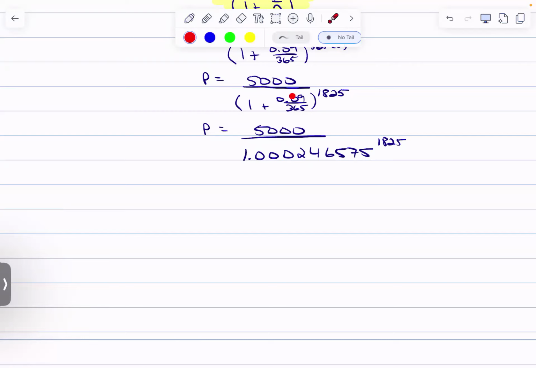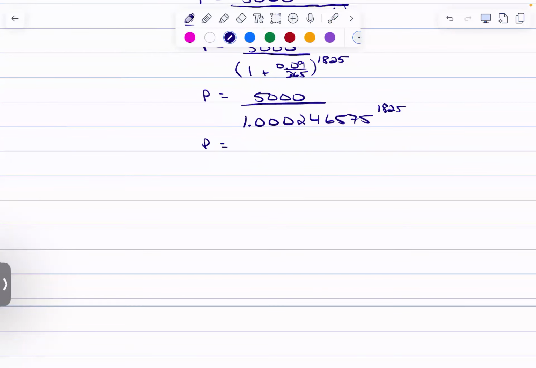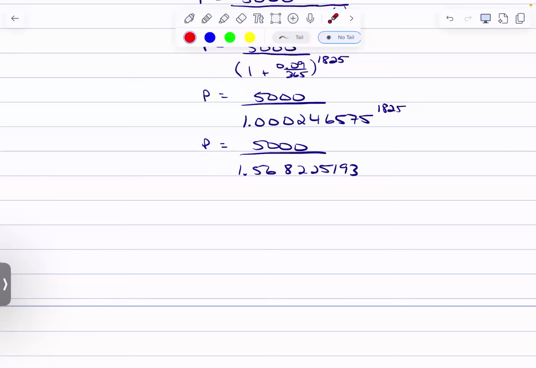So I did this division and added to 1 in one move. You're allowed to do that. Otherwise, it's just a lot of writing. Then I have this number on my screen, this 1.000246575. I can take it to the power of 1,825, and I get 5,000 divided by 1.568225193. Now, I want to make sure that I keep all my decimal places, right?